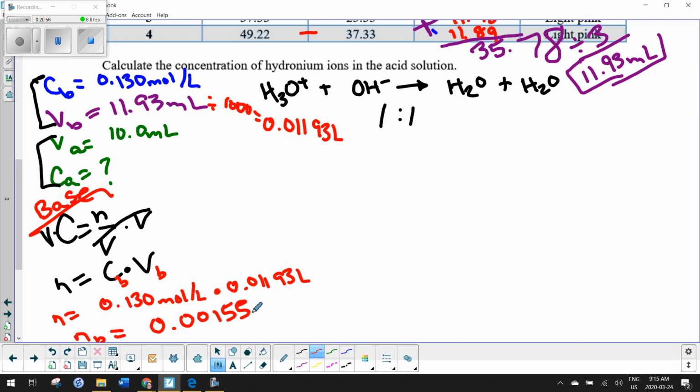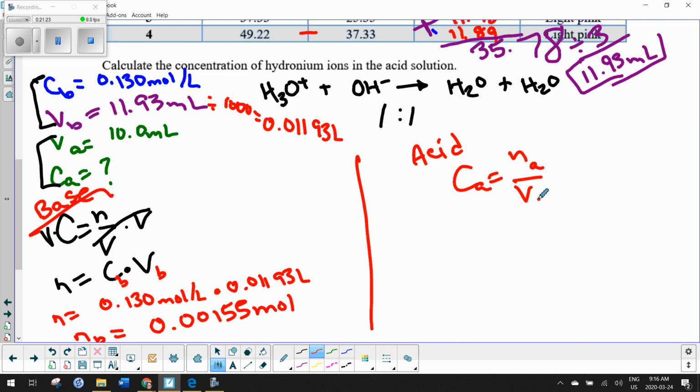0.00155. Now, N is measured in moles. Okay, so this was the moles of my base. Since I have a 1-to-1 ratio, that means if I have 1 mole of base, I have 1 mole of acid. So now we can do acid. Now we can calculate the concentration of our acid. Okay, so C is our concentration. N, since we know it's a 1-to-1 ratio, our N is this.